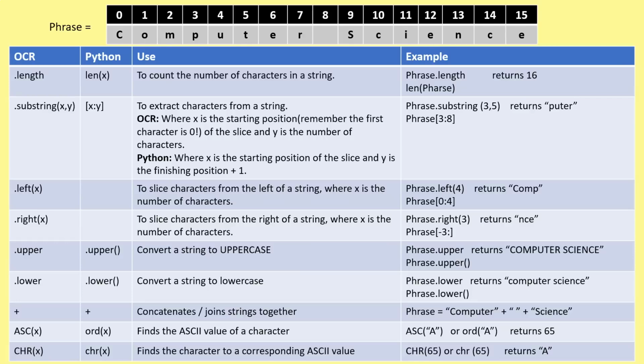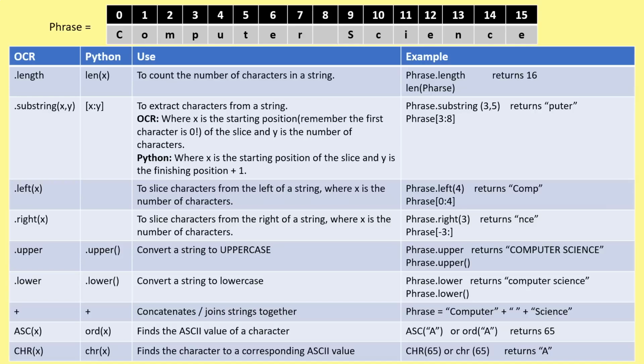So the first command we're going to look at is how to get the length of some text or a string. In the OCR, that's .length, for example, phrase.length. Whereas in Python, we use the len function. We say len and then phrase in brackets, and that will return 16 because there are 16 characters from 0 to 15 in my string phrase. To slice, we use .substring in OCR, and then we use square brackets x:y in Python.